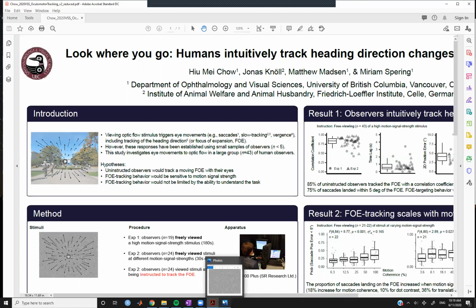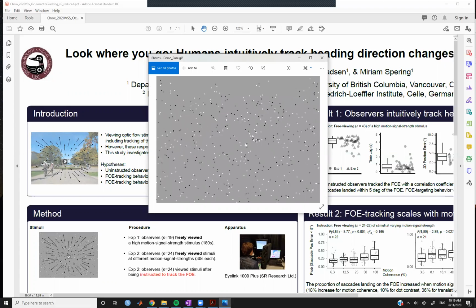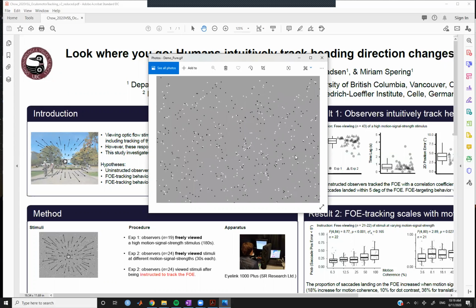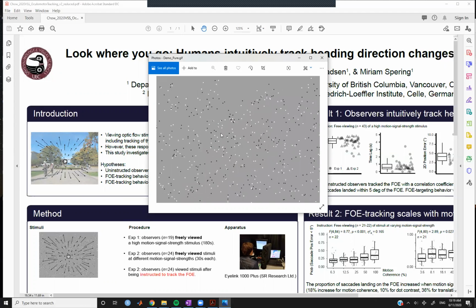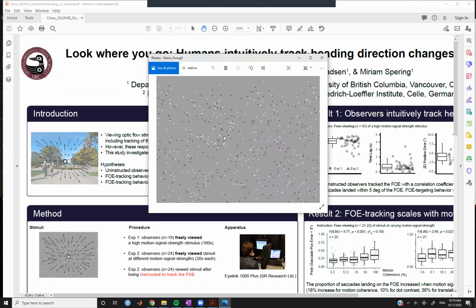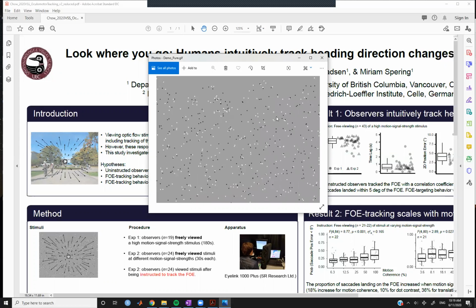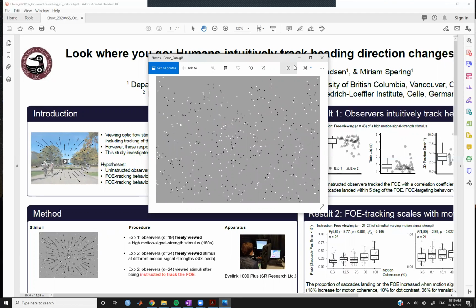What the participants view is a stimulus like this, basically a random dot kinetogram, either expanding or contracting. As you can see, there is a point where the dots appear to come from. That's the focus of expansion, FOE. You can see the FOE shifts both vertically and horizontally in a dynamic, random walk fashion. So what we look to see is how well participants' eyes are able to track the FOE.